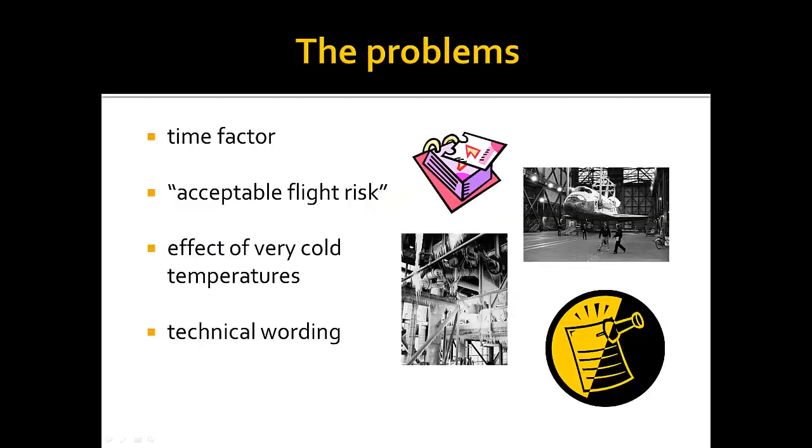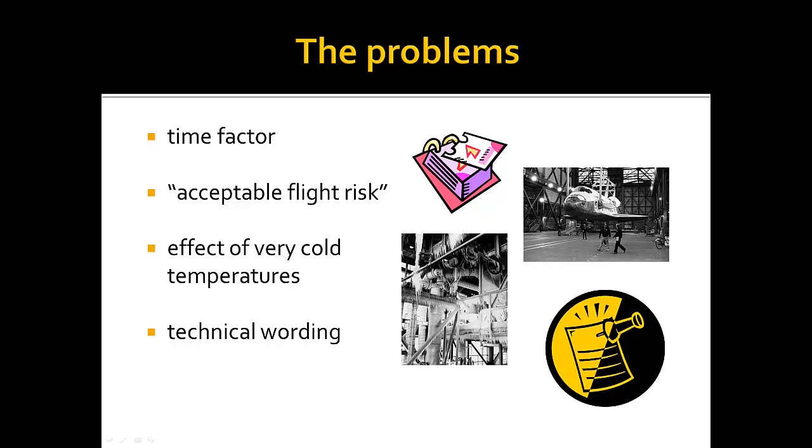The contractor responsible for producing these joints was trying to redesign them, but time was running out for the mission to be launched. Consequently, the problem was classified as an acceptable flight risk, meaning that the flight could go ahead. But concerns were expressed by some engineers working on the shuttle, and they sent a detailed, technically worded memo regarding their concerns to their managers. Much of the engineers' concerns revolved around the effect of very cold temperatures on the O-rings.